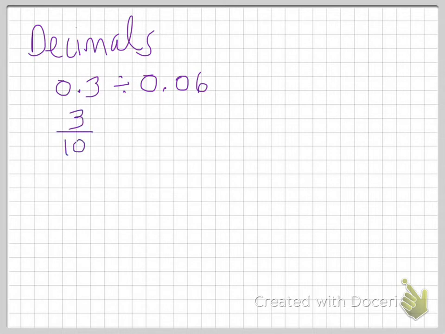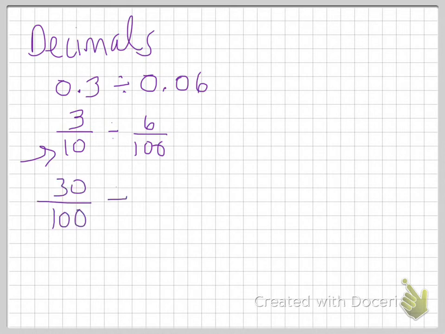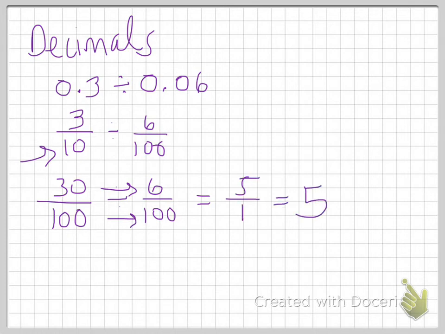Why divide decimals when we can divide fractions, and we're good at dividing fractions? So I have 3/10 divided by 6/100. I would need to change this first denominator, and I would get 30 hundredths divided by 6 hundredths. And if I divide straight across, I'm going to get 5 over 1, which is 5.